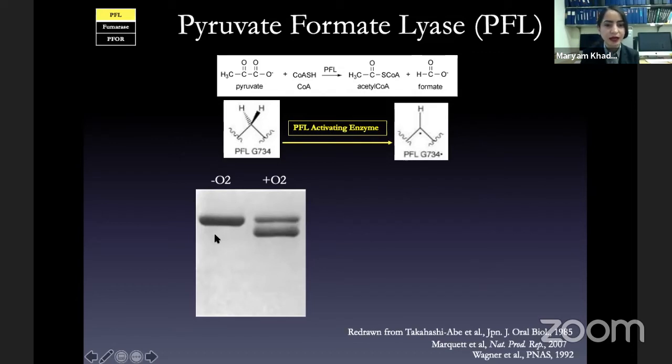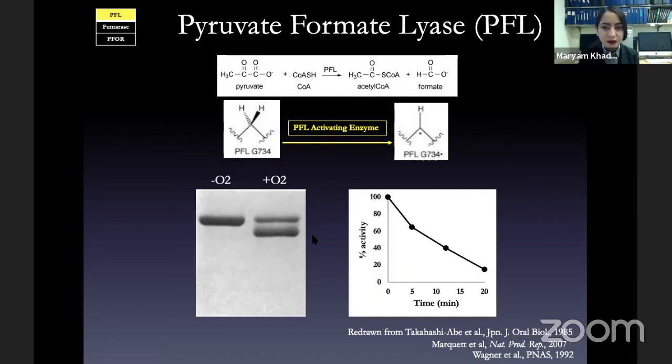On the left, you have pyruvate formate lyase that is not exposed to oxygen. And on the right, if you expose the purified protein to oxygen, you can see that it is cut in half, basically. It was shown that PFL is extremely sensitive to oxygen, as I explained to you why, and it loses almost all of its activity in 20 minutes. Okay. And the oxidative stress that is caused here is by O2 itself, not by superoxide, not by hydrogen peroxide, O2.